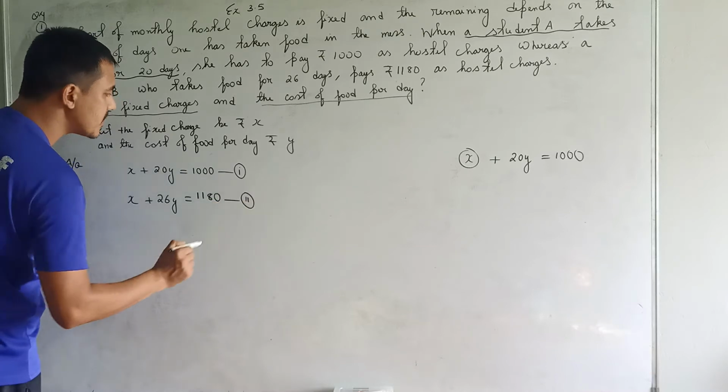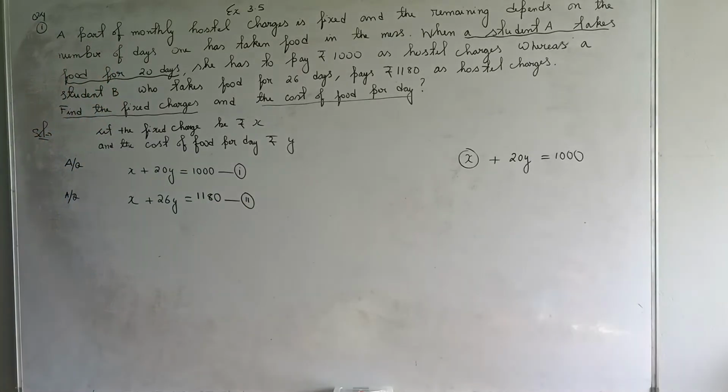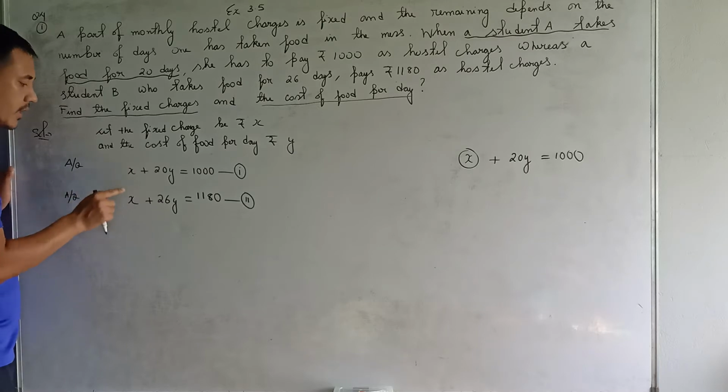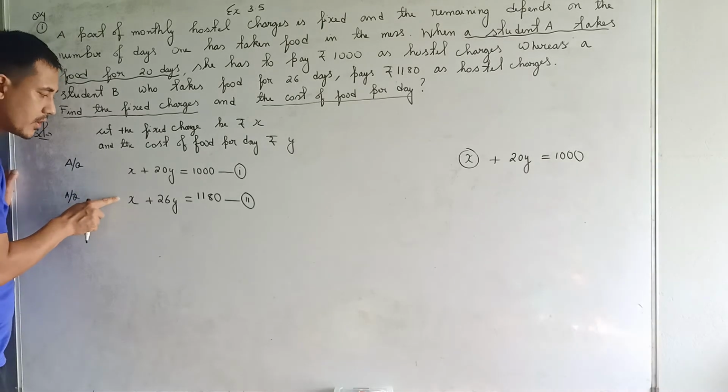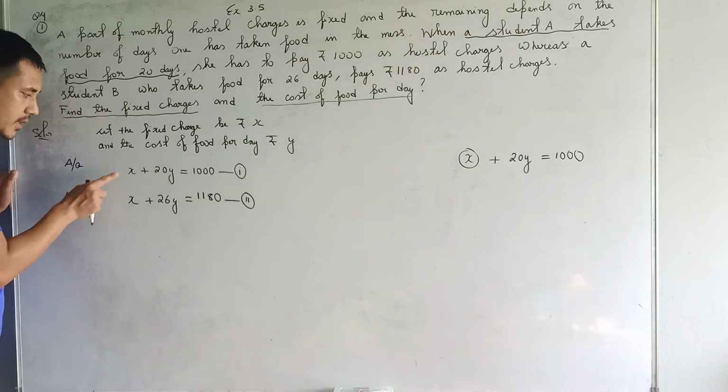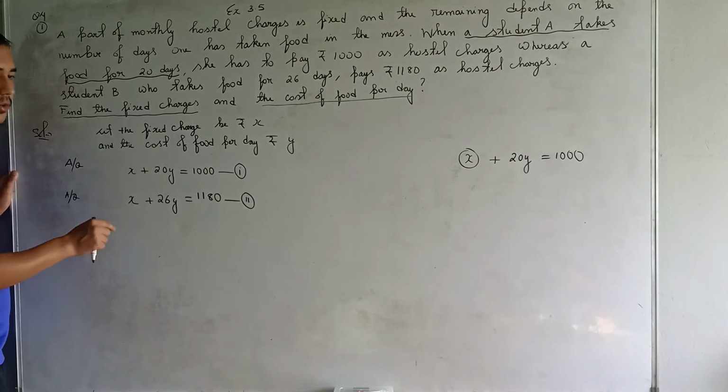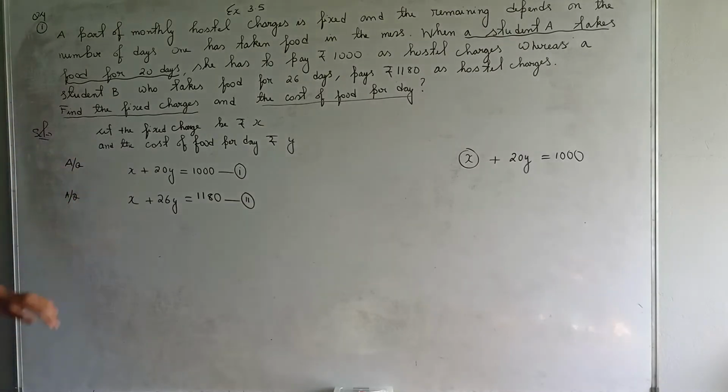So you can solve equations 1 and 2 by any algebraic method. According to me, solving this by elimination method would be best, because here the coefficient of x is 1. Here also the coefficient of x is 1. Same sign. So you can subtract.